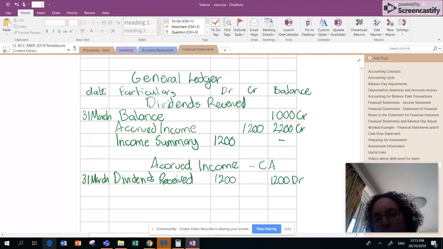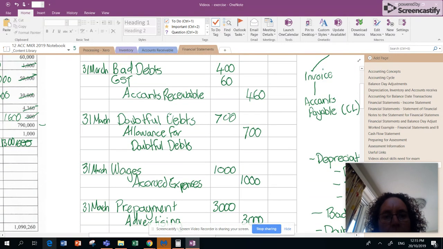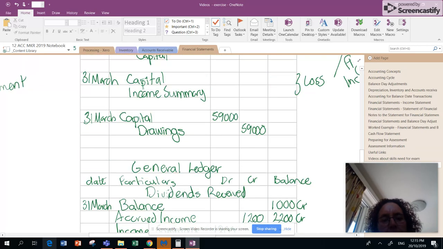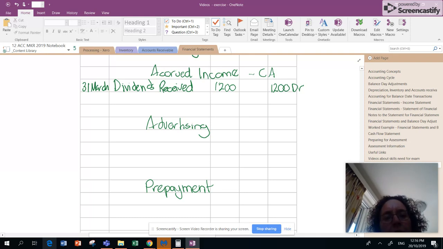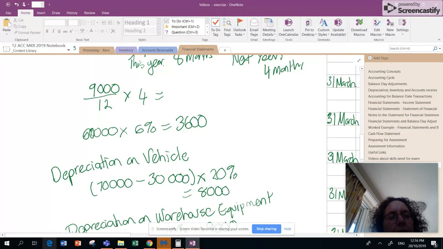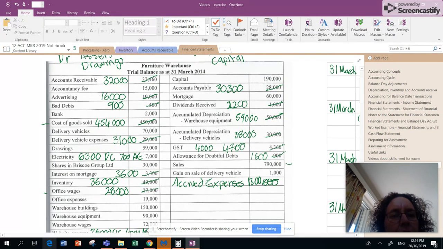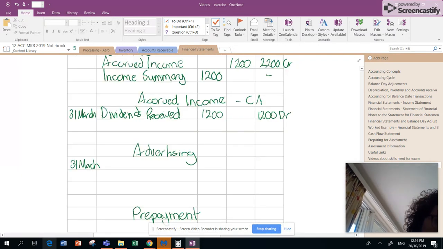Now we're going to do an example of an expense one. So we're going to deal with prepayment and advertising. Okay, so advertising. We're going to go and check, does it have an original balance? Go up to the trial balance, find advertising. Yes, it had an original balance of $19,000, so we're going to put that in. So it's going to have a balance.